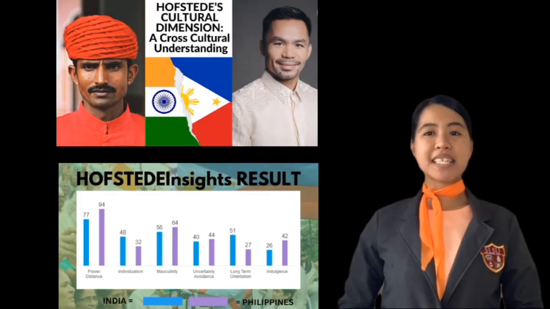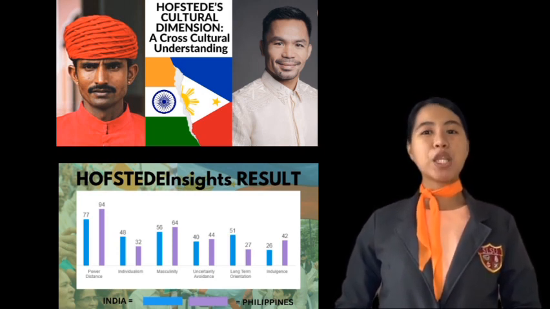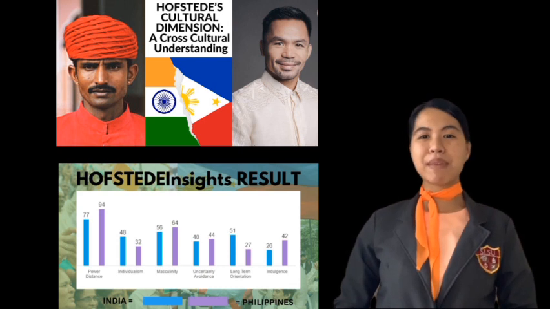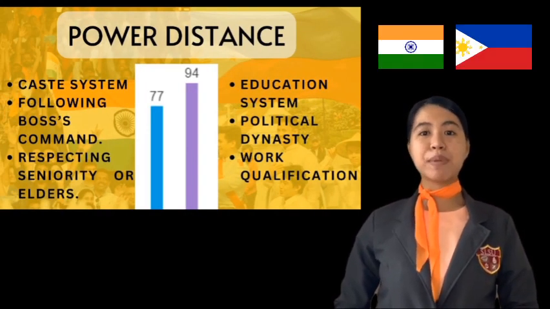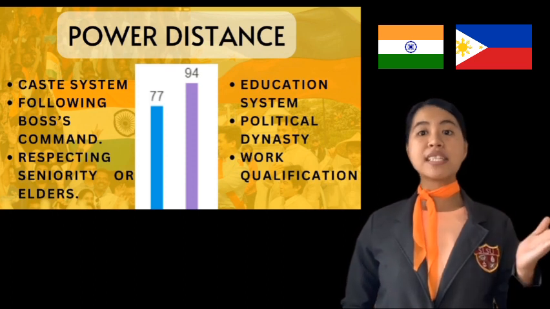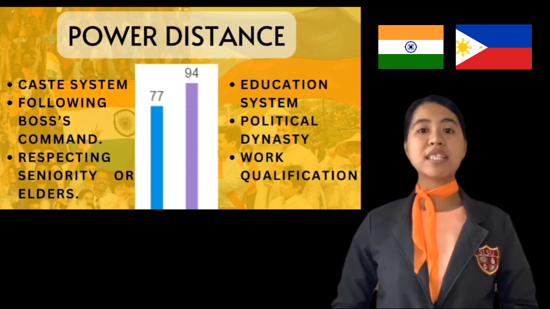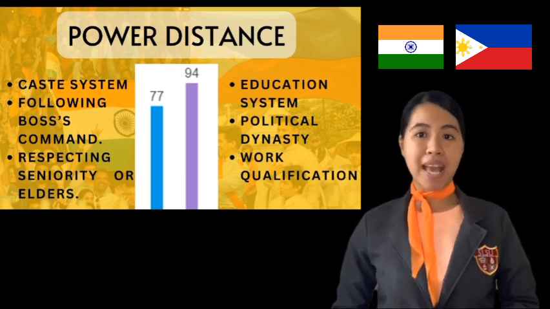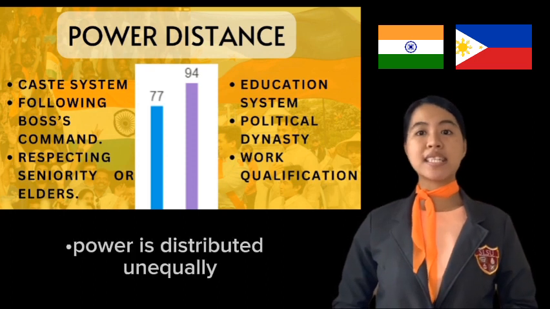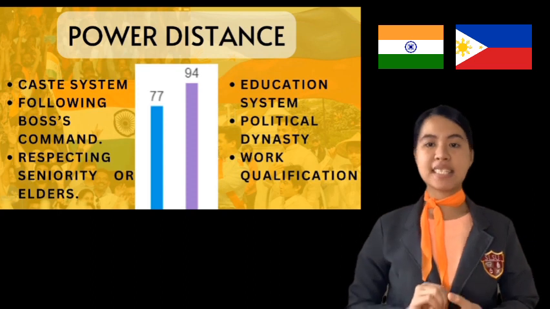Today, we will be discussing cross-cultural understanding towards India and the Philippines. And we will be using Hofstede's cultural dimension about power distance. As you can see, the scores for India and the Philippines are 77 and 94, which extends to the less powerful members of institutions and organizations within a country, who expect and accept that power is distributed unequally. An example of power distance is the caste system.